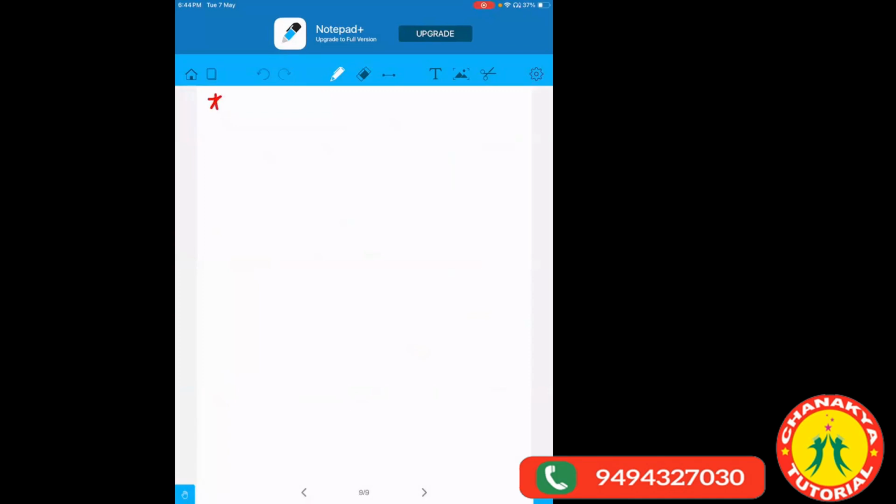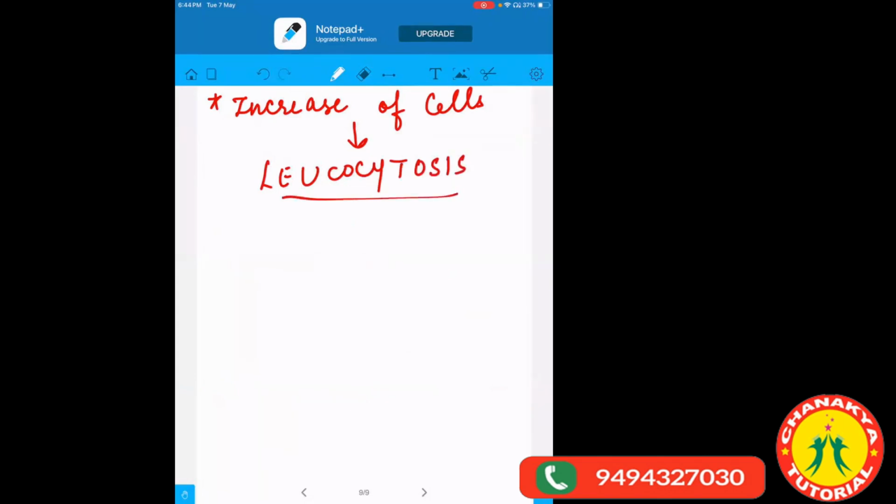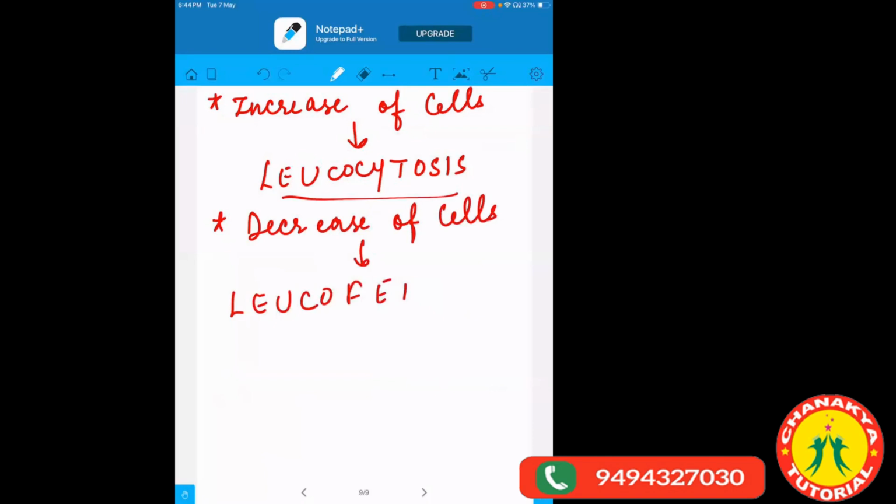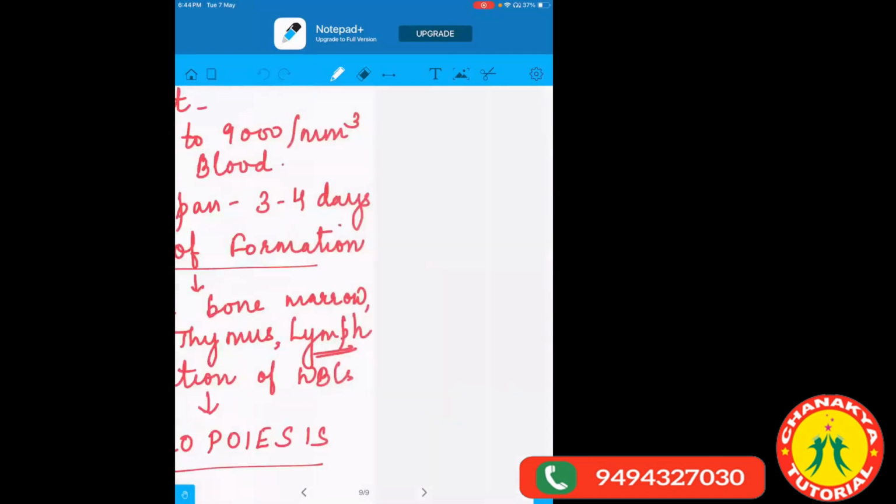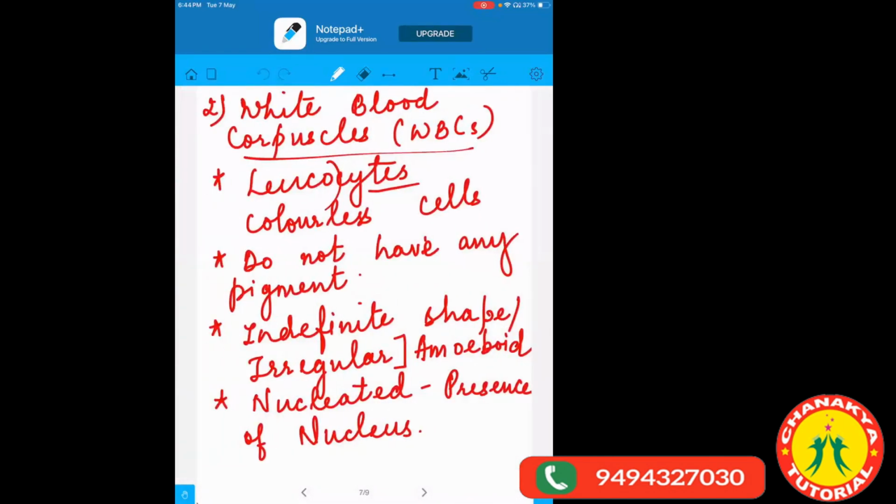And the next one, if in case the increase in WBC cell is there, then that condition is known as leukocytosis. So if increase in the WBC cells are there, then it is called as leukocytosis. And if in case decrease of WBC cells are there, then it is known as leukopenia. Right, so note it down. So that is about the white blood cells.